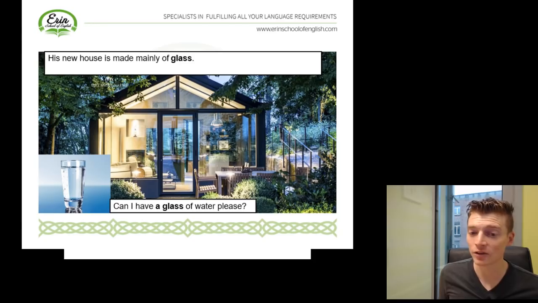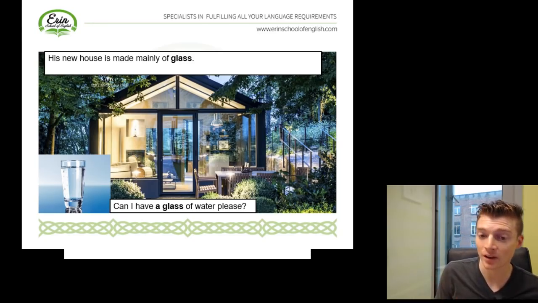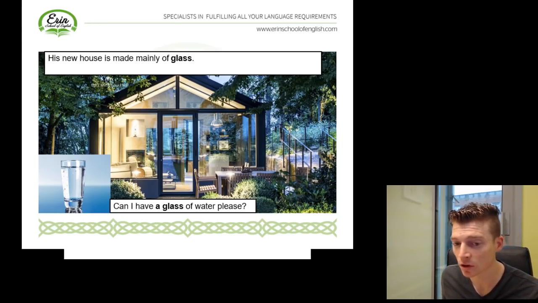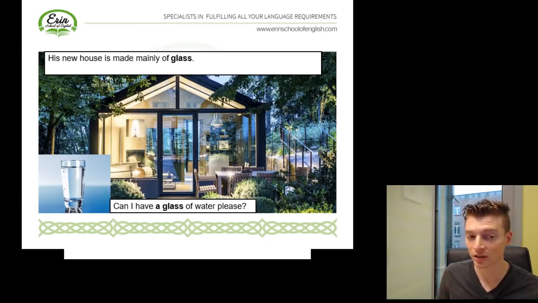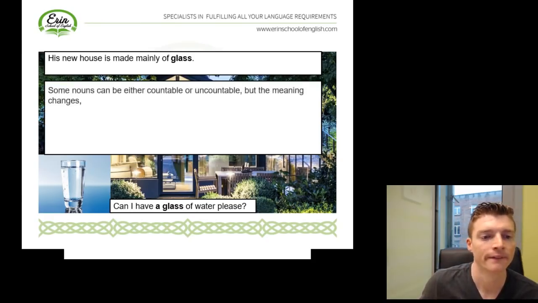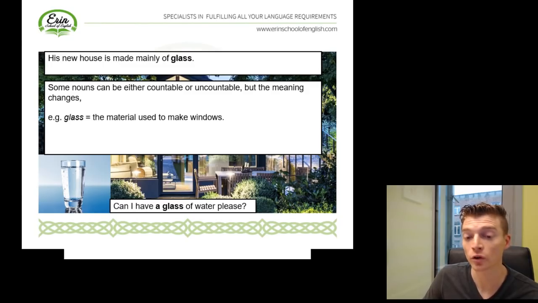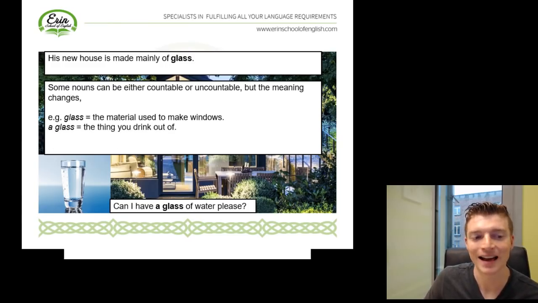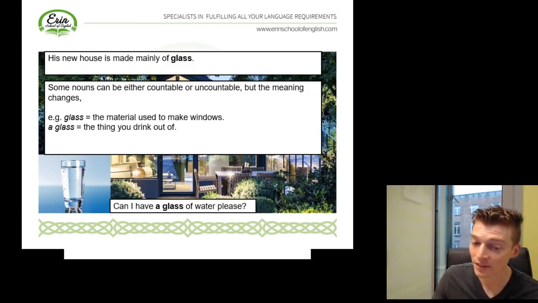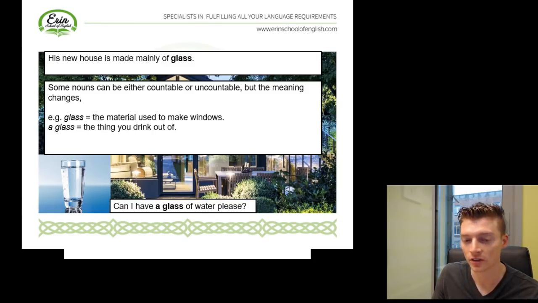So some nouns in English can be countable and uncountable, but the meaning changes. So for example, glass, the material used to make windows. When we talk about the material, it's uncountable. However, a glass, this is the thing you drink out of. This is countable. There are 3 glasses on the table.